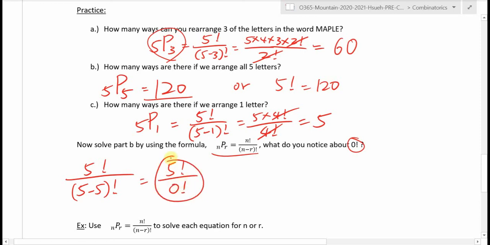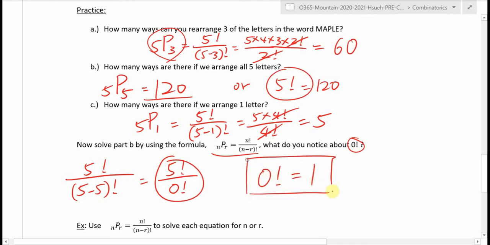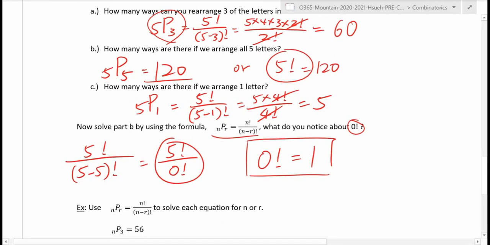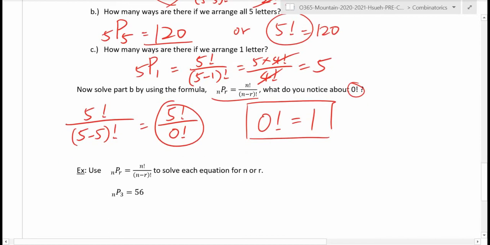Now notice how this and this have to be the same. And therefore, 0 factorial by definition equals 1, okay? There is one way to arrange 0 objects, which is, don't arrange it, I guess. I don't know. But anyways, by definition, 0 factorial is 1, okay? Hopefully this is not too bad for you.